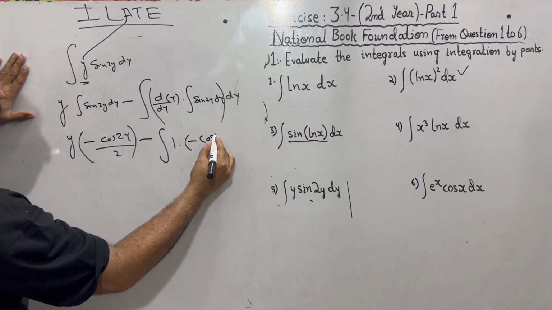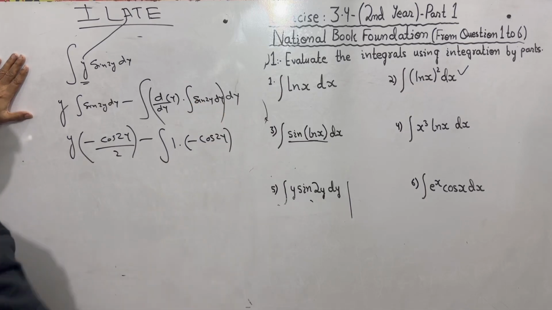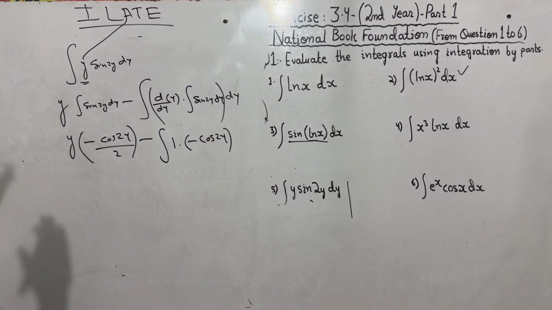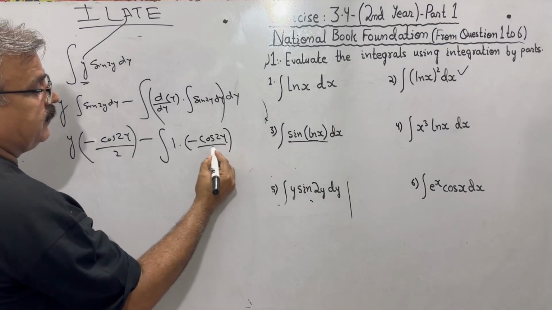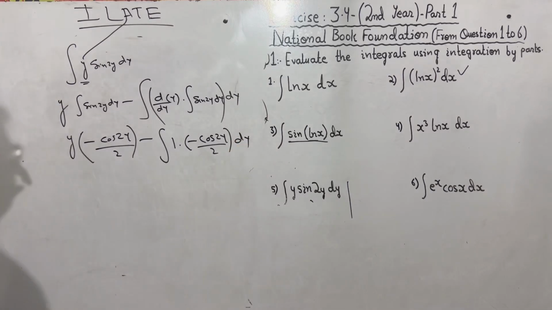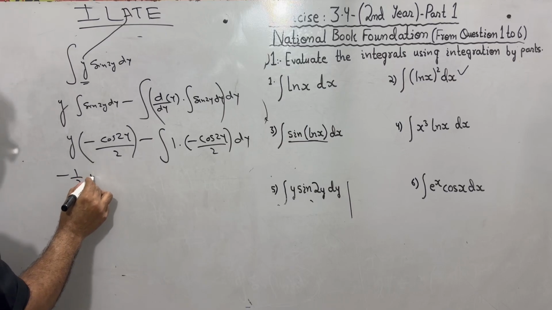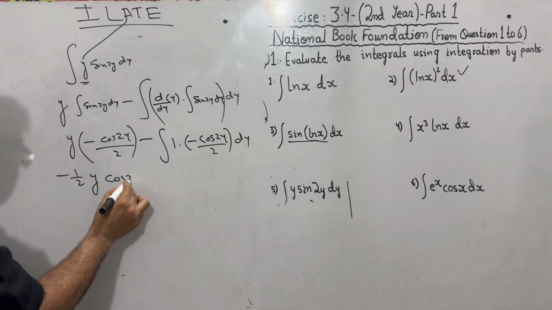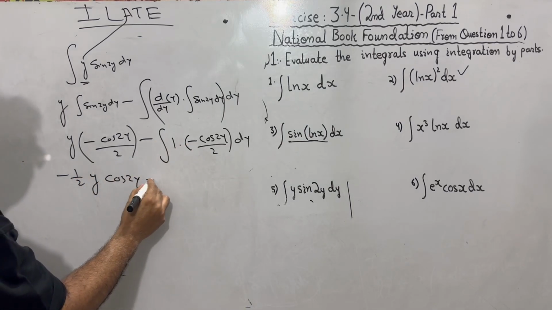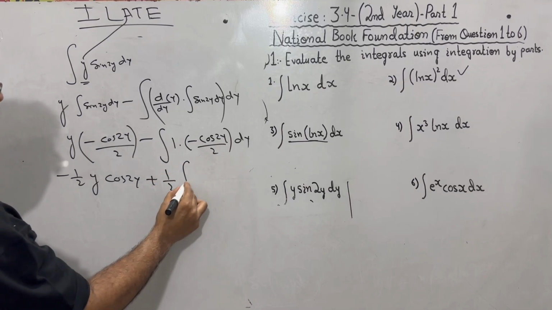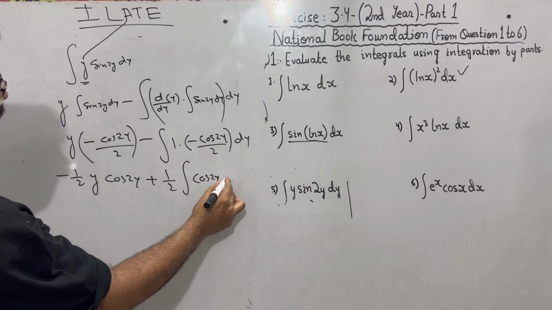Integration of sine is negative cos. Argument, what is it? Argument is a multiple of 2. So differentiation of 2y is 2, dividing by 2 times dy. We have this minus 1 over 2 y cos 2y, minus plus it will become 1 over 2 times integral, present is cos 2y dy.